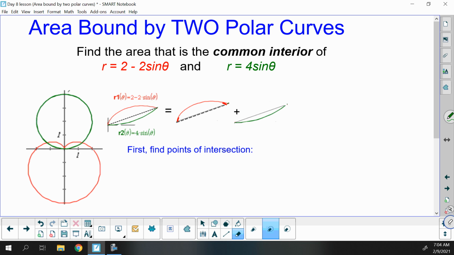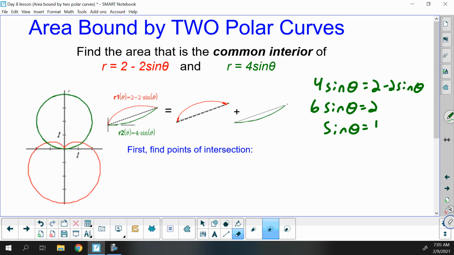Well, a couple things we need to know. We need to know, first off, when do they intersect? So let's set them equal to each other. If we add the 2 sine theta over, we get 6 sine theta equals 2. If we divide by 6, we'll get sine theta equals 1/3. And then theta would equal arc sine of 1/3. Well, that's where they're crossing. So that's representing this spot here.